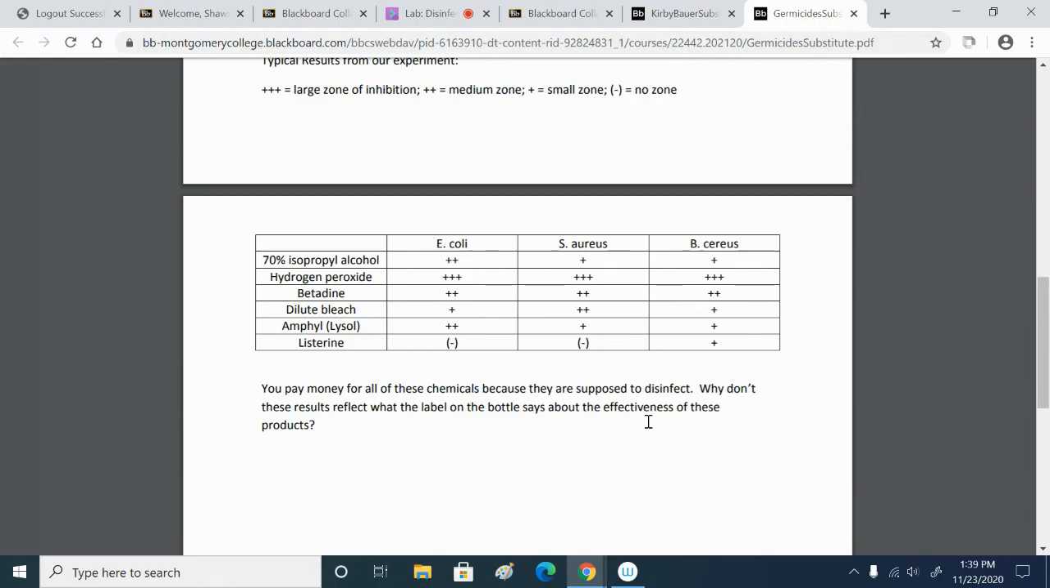So any ideas why? Any other ideas why? Right, catalase positive, but they're still killed by peroxide. No other ideas?